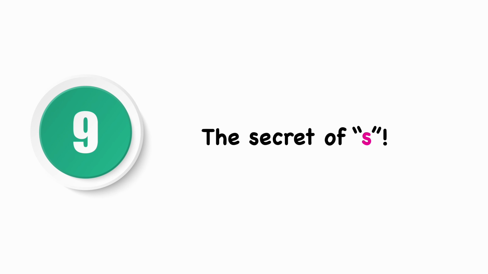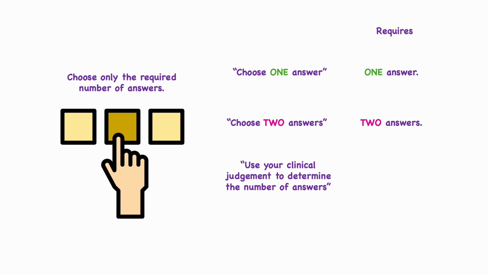Tip number 9: the secret of S. When selecting an answer, always follow the instructions carefully regarding the number of answers required. If the question states choose one answer, select only one answer. If it states choose two answers, select exactly two. If the question asks you to use clinical judgment to determine the number of answers, expect two or more correct choices. Trick to watch for.